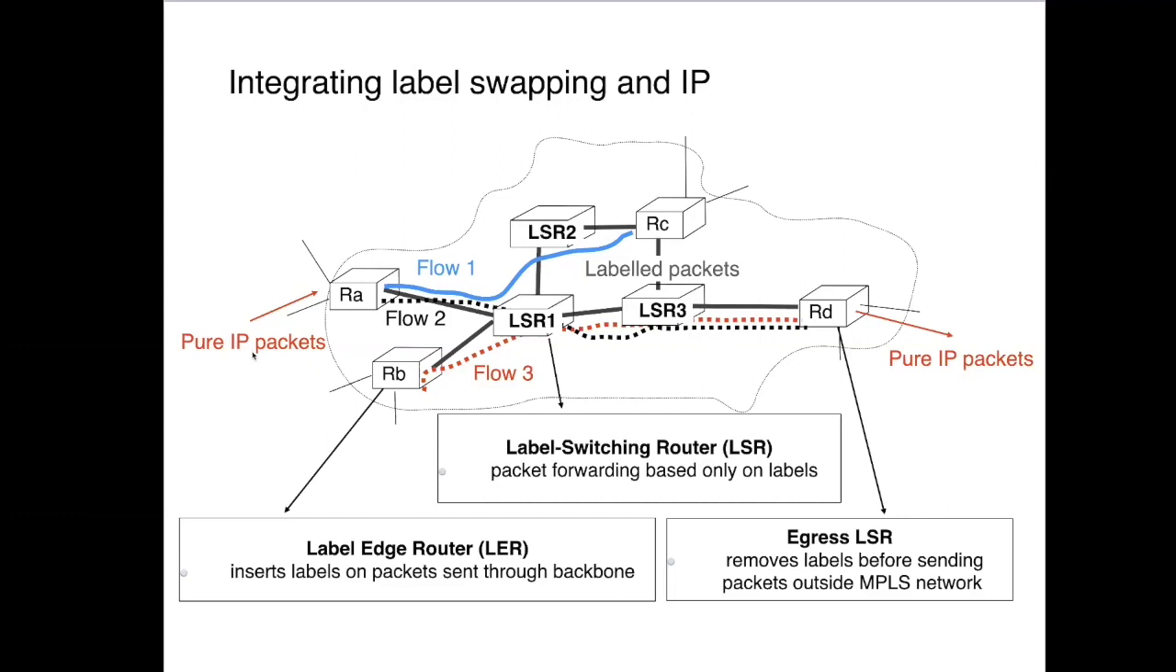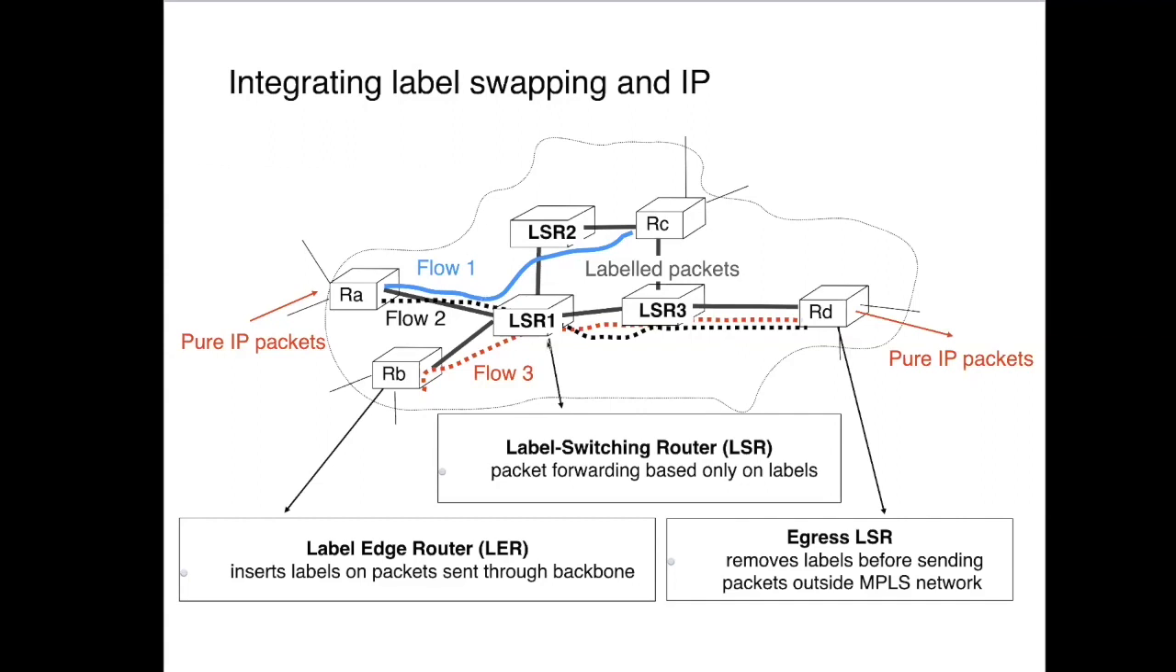And so that's why we'll define some specific roles for the routers. There will be the routers that are sitting at the edge of the network, like RA and RB. These will be known as label edge routers. These are routers that set the labels on IP packets. So the packets arrive without a label, and then they leave this router with a label.